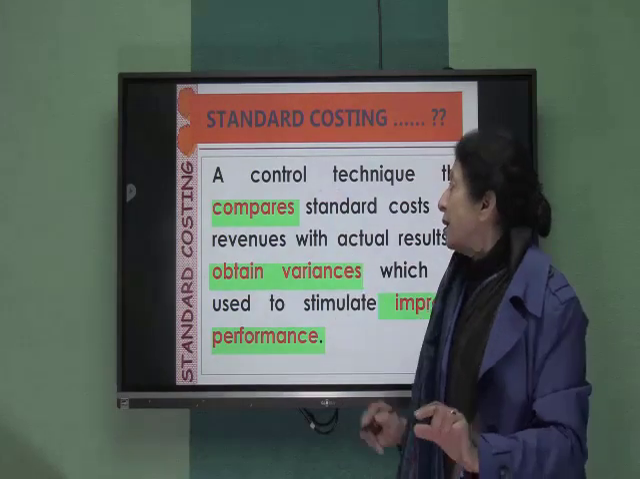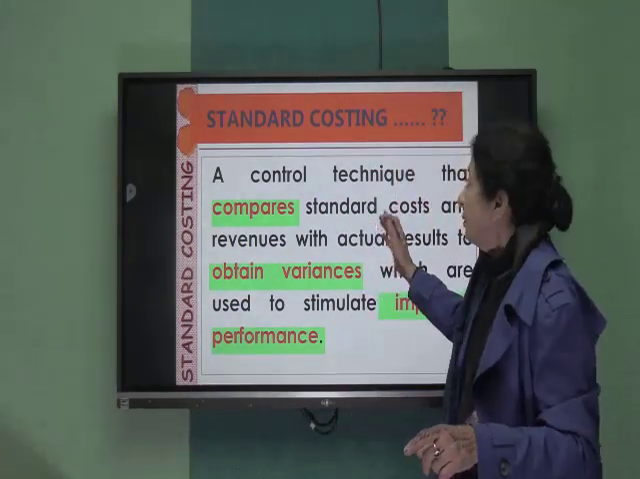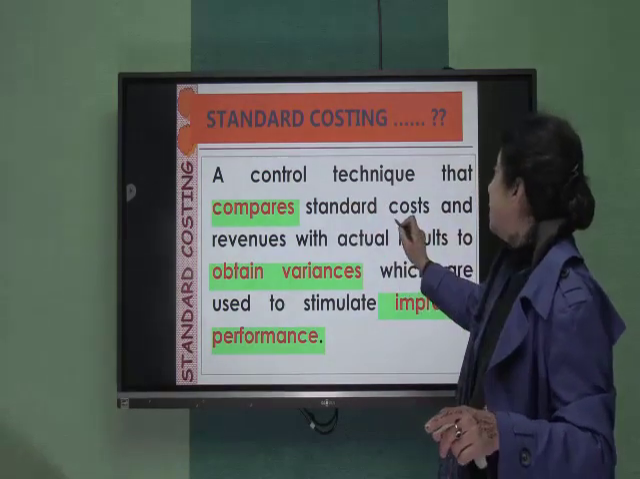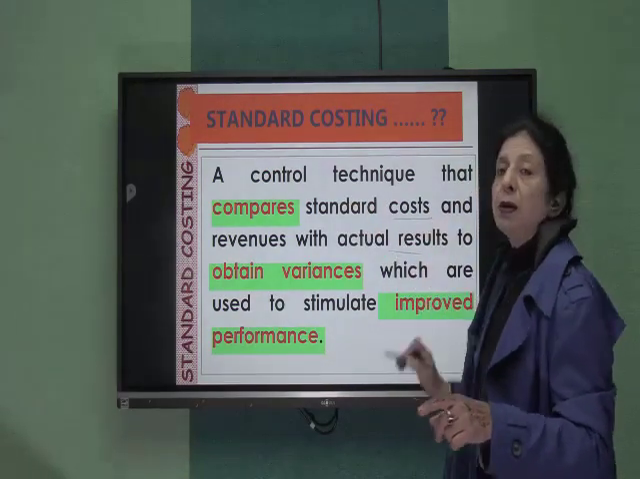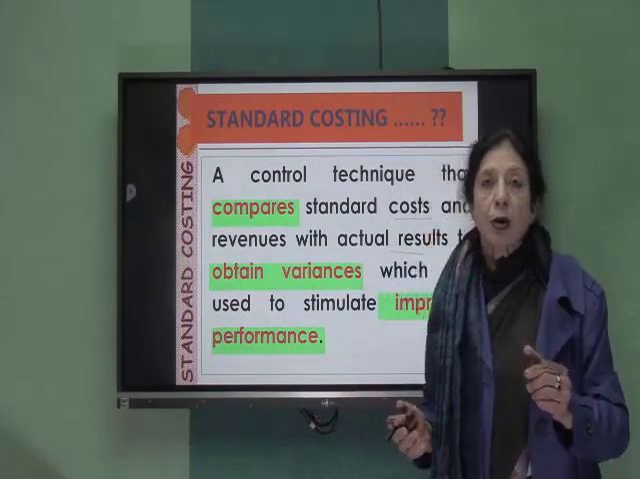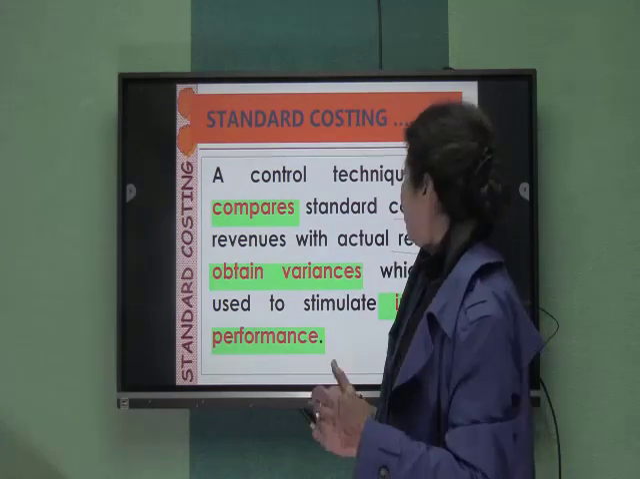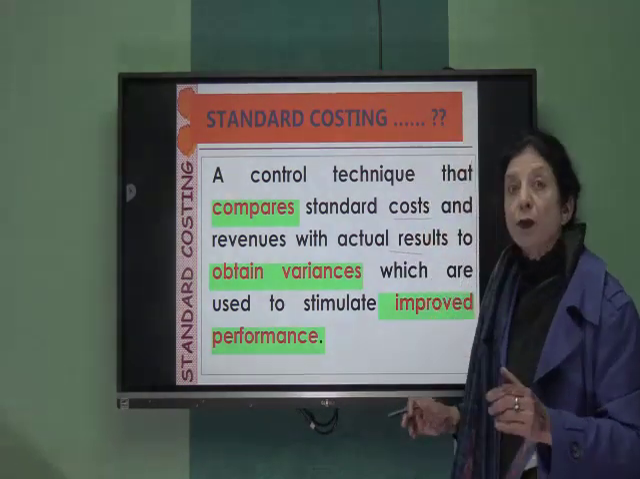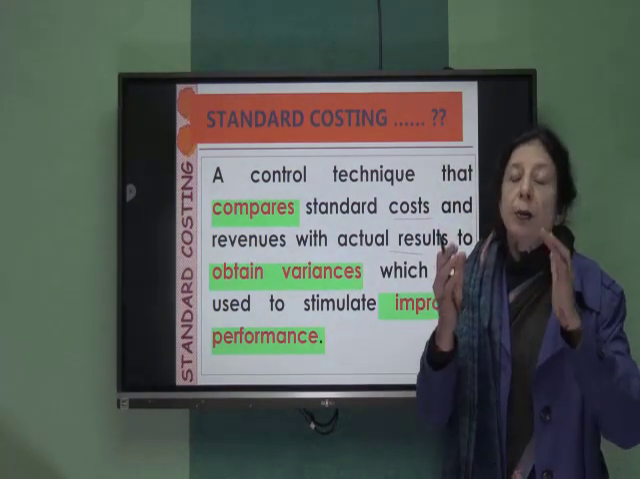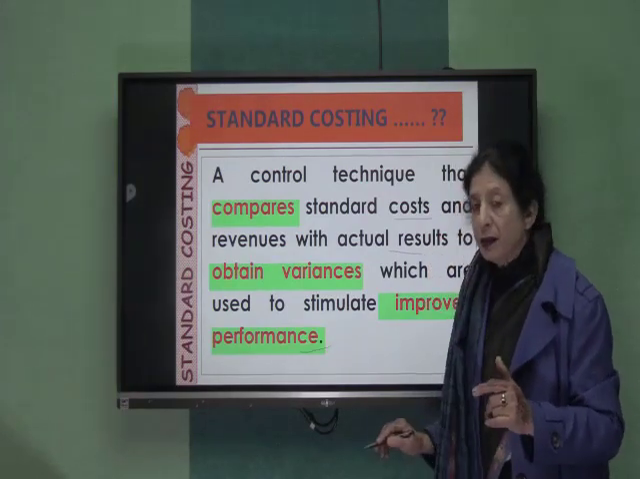Now, just see, it's a method of control. It's a technique which compares the standard cost with the actual cost. And definitely when you are comparing the standard with the actual cost, either some positive variations would be there or some negative variations would be there. Therefore, with the help of those variations, we'll be trying to evaluate the performance. This is the main thing.